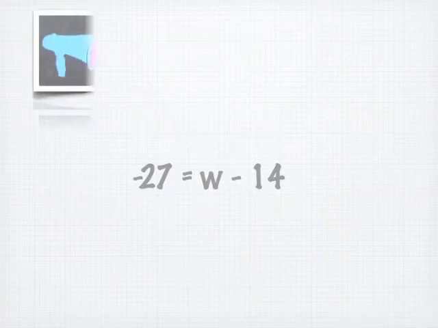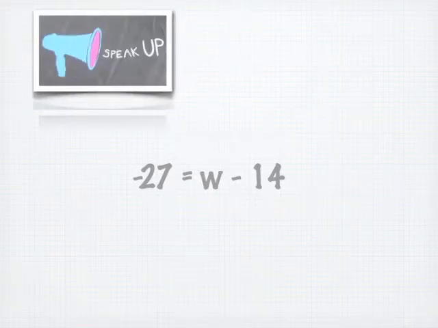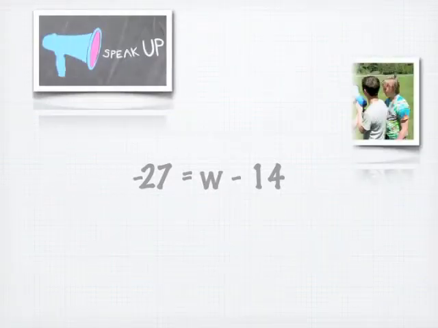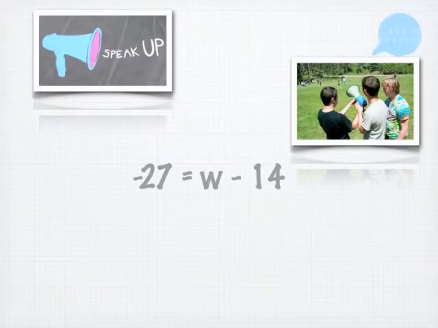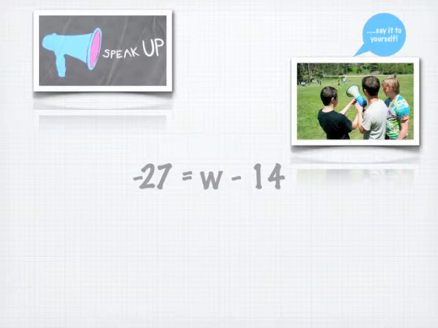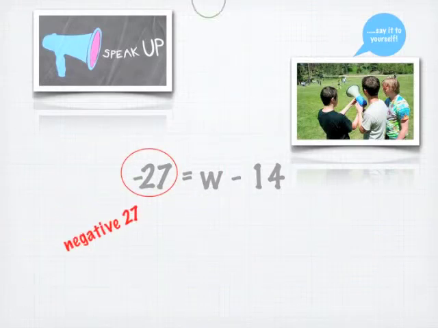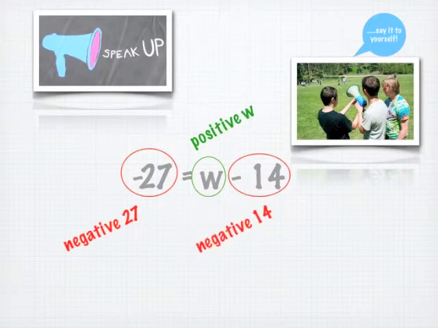By the way, I have one piece of advice for you. If you want to learn and understand math quicker than you are right now, start saying what you are doing out loud. I know it's a little weird if you're in class, but just mumble it under your breath. Trust me, it works. So say it out loud with me. I see a negative 27, a positive W, and a negative 14. Are you getting the hang of this?